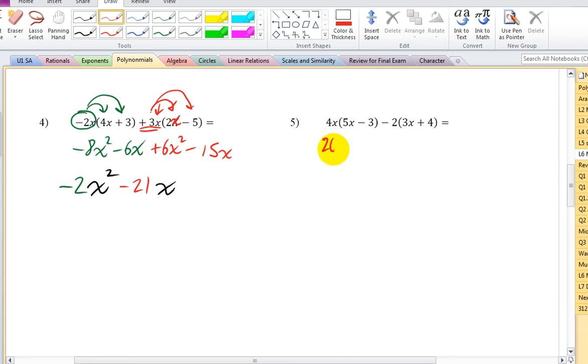Okay, so multiply in: 20x squared minus 12x. Over here, make sure you include the negative sign: minus 6x minus 8. Now, the 20x squareds, there's 20x squareds. Your constant's negative 8. How many x's in total? Negative 18.